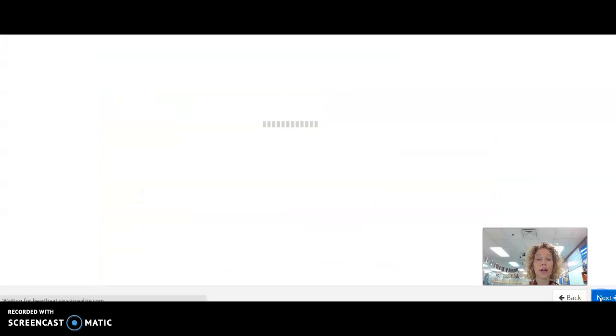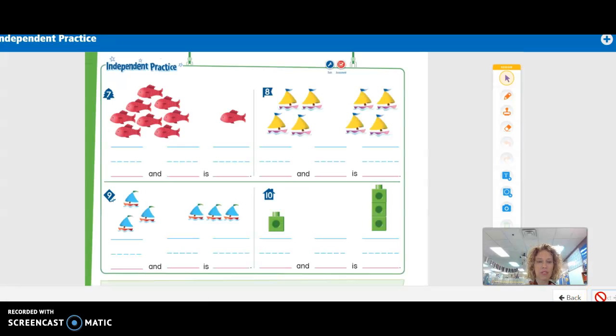Wonderful. You are in charge of your independent practice, and I'm just going to show you, okay? So you're first going to count, for number 7, this group of fish, and then this group of fish, and then you're going to circle them and count them all together and put them here. Then you're going to 8. You're going to count these sailboats, then these sailboats, and then you're going to count them all together. Okay? You're going to count these blue sailboats and put that number here. Then you're going to circle the whole thing and count them and put your answer here.